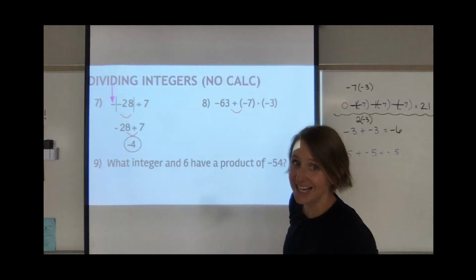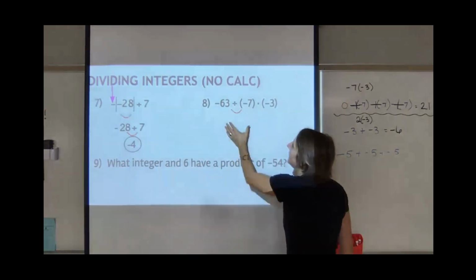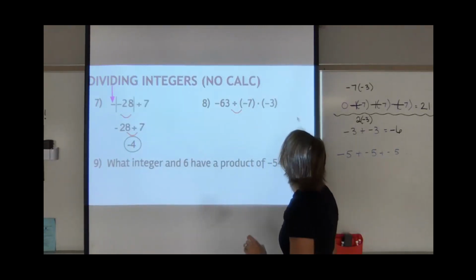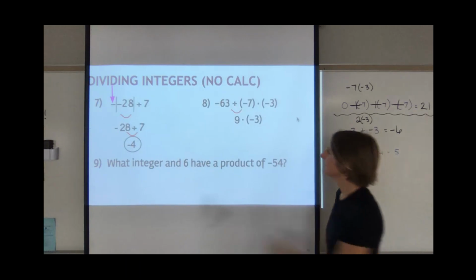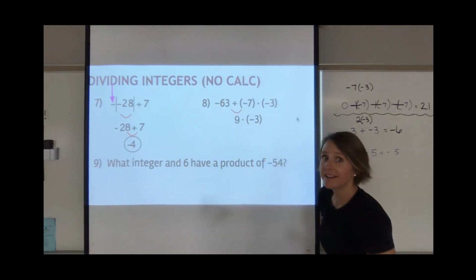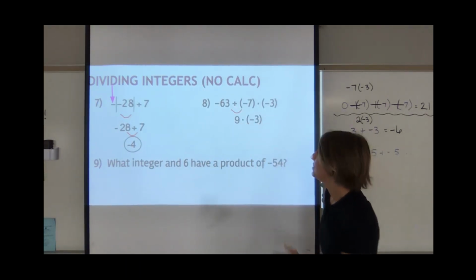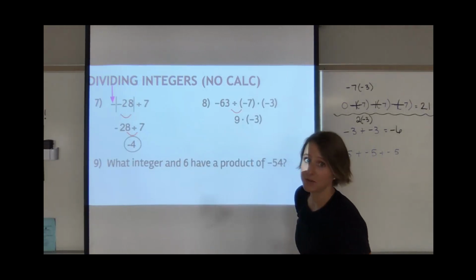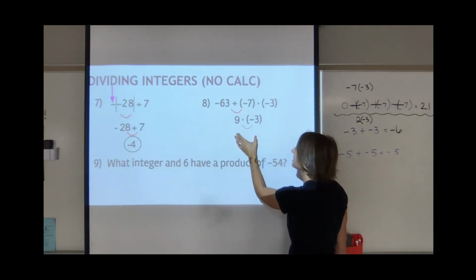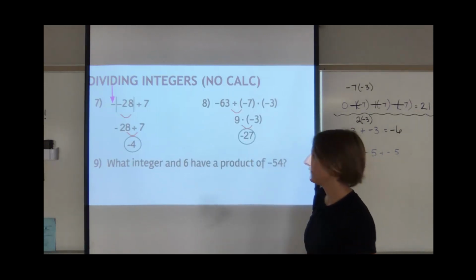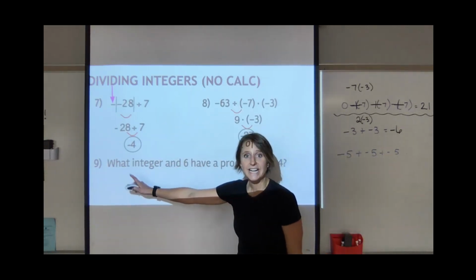Do the signs agree? Yes, they do. So I know the quotient is going to be positive. It's going to be positive 9. Drop down what you haven't worked with. 9 times a negative 3. Do the signs agree? No, they do not. So you know your product is going to be negative. 9 times 3 is 27. So negative 27.